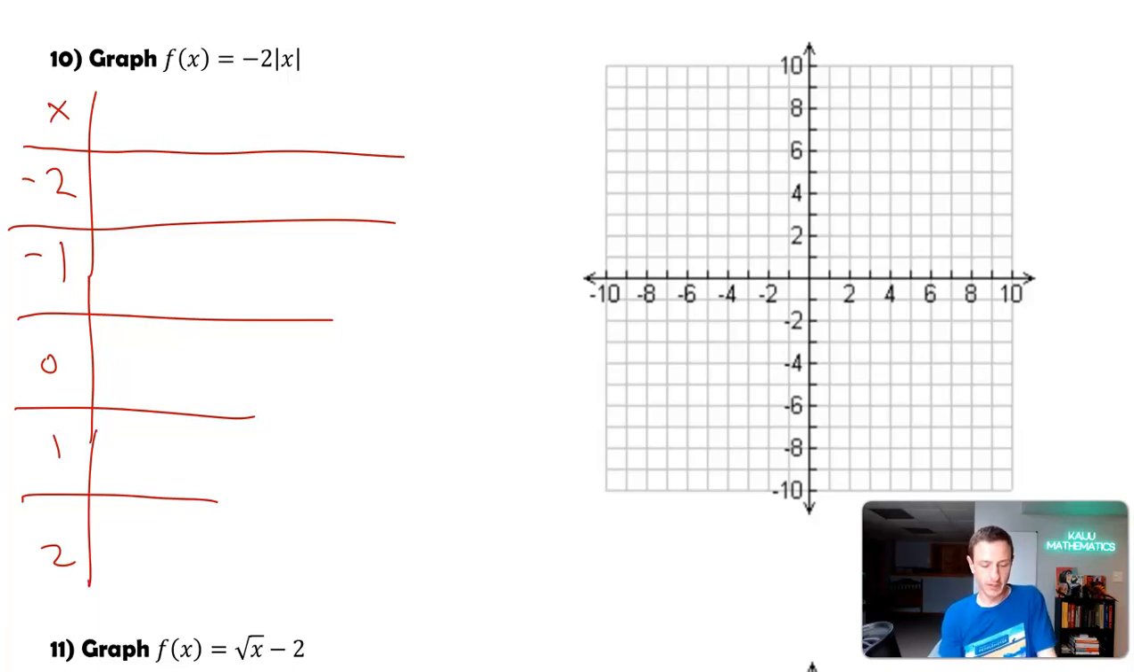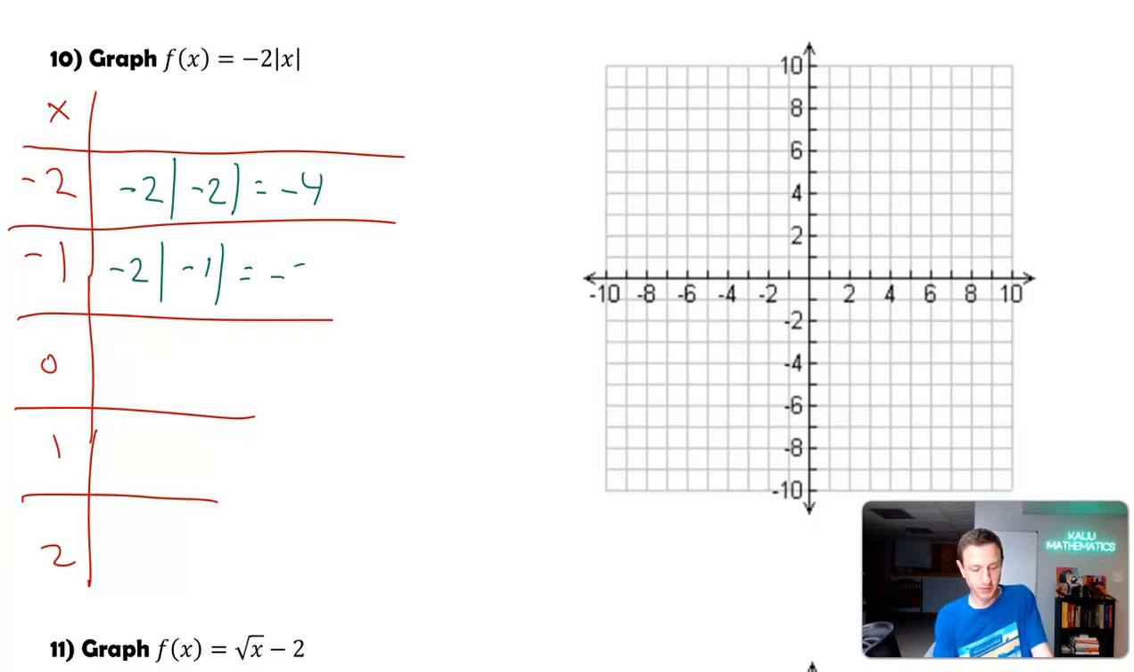Taking the x value of -2, I get -2 times the absolute value of -2. The absolute value of -2 is 2. 2 times -2 is -4. It's always good to double check. Again, absolute value of -2 is 2. 2 times -2 is -4. And then we have -2 times the absolute value of -1. The absolute value of negative 1 is 1. 1 times negative 2 is negative 2. Negative 2 times the absolute value of 0. The absolute value of 0 is 0. 0 times negative 2 is 0.